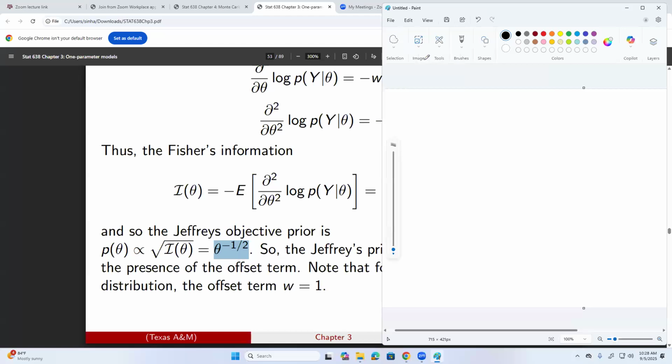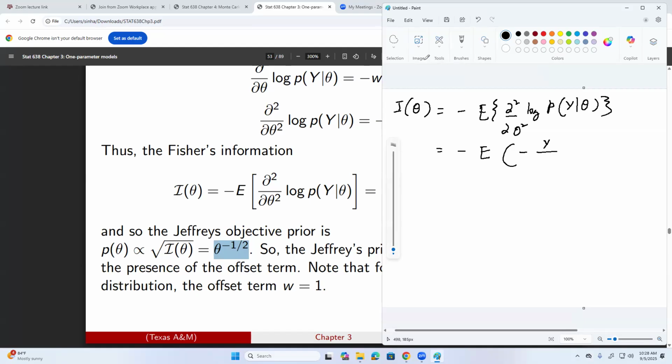So information, expectation, and this is theta times W over theta squared. So 1 over W over theta.